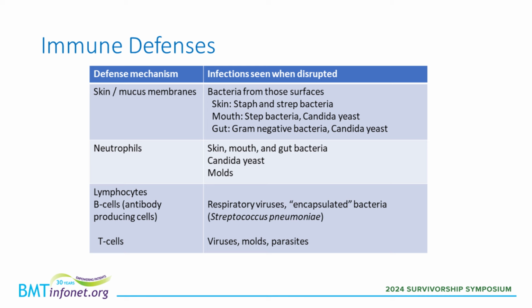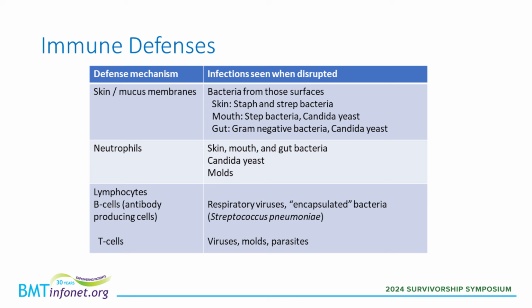Neutrophils are a type of white cell, and this is the type of white cell we're often most concerned about right after we receive chemotherapy. This type of white cell is our first line of defense if bacteria get beyond the mucous membranes or skin. So when the neutrophils are low, again, we tend to see infections due to those bacteria and yeast that like to colonize our skin and our intestines as well. Neutrophils are also important at protecting us against molds, and in particular protecting us against molds causing lung infections.